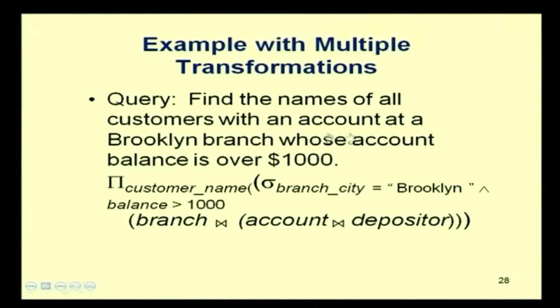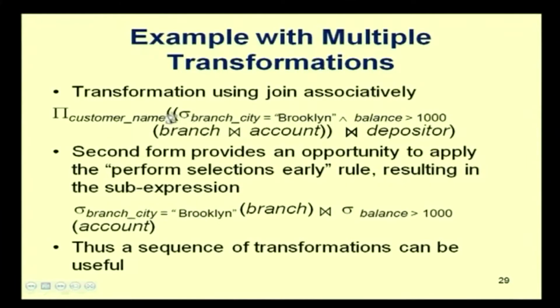So, find the names of all customers with an account at the Brooklyn branch whose account balance is over 1000: customer name, branch city equal to Brooklyn, intersection balance greater than 1000. So, the number of selected tuples will be less. So, this is better. Now, transforming using join associativity: do branch join account and then do depositor, the rest of it is the same.